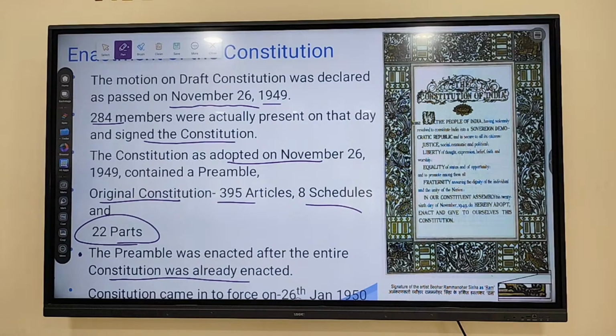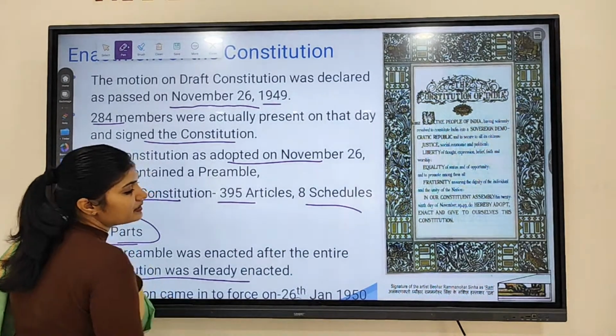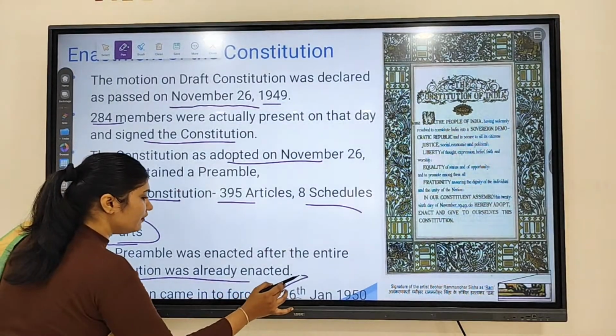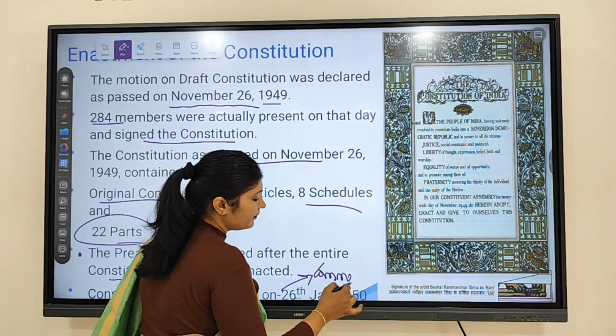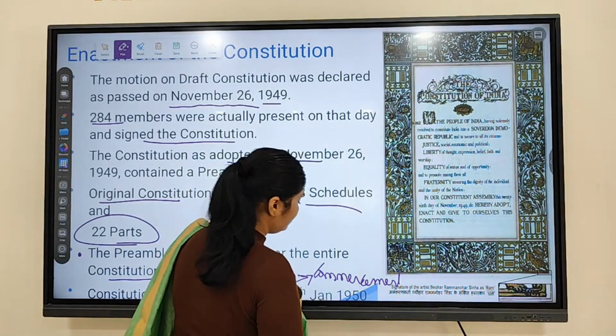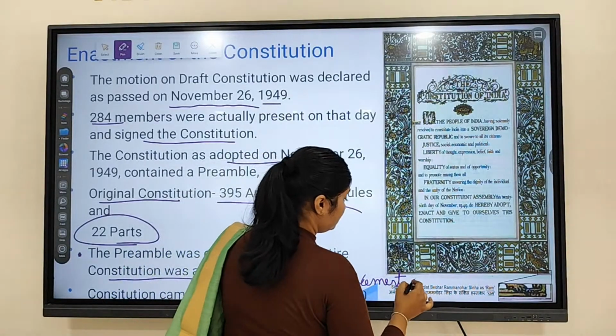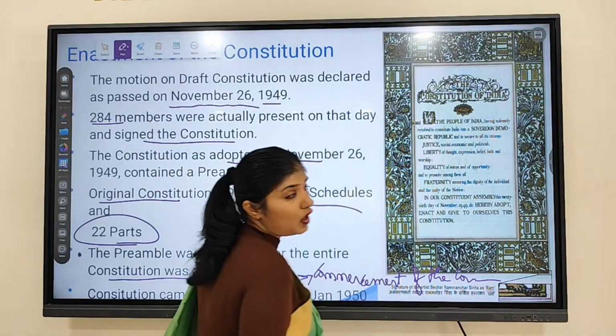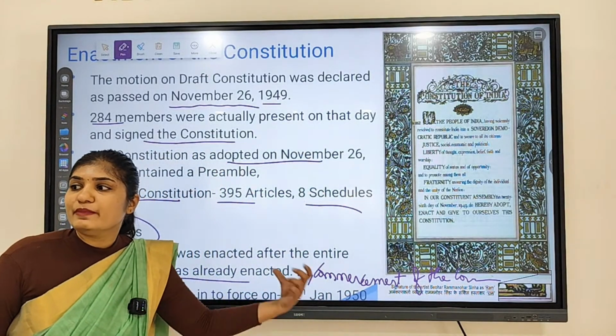Understood? See, in order to write one book, firstly the author will write the introduction part, the chapters, and then he will write the chapters. But our constitution was not like that. Firstly they wrote all that parts, schedules, articles, then finally they added in the first page the preamble. Understood? Then constitution came into force on January 26, 1950. We also call it commencement of the constitution, or constitution came into the force.